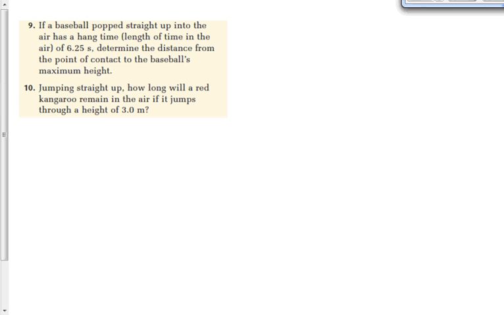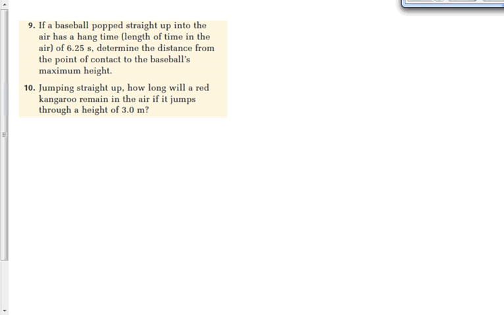Question number 9 is next. It says, if a baseball popped straight up into the air has a hang time, which they define for us in case we're not familiar with baseball or football, the length of time in the air, of 6.25 seconds, what's the distance from the point of contact to the baseball's maximum height? That's a good question, actually.